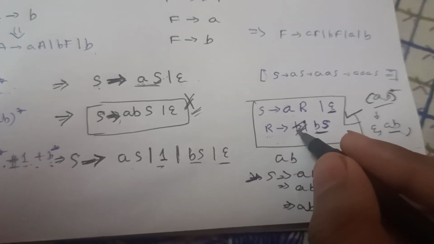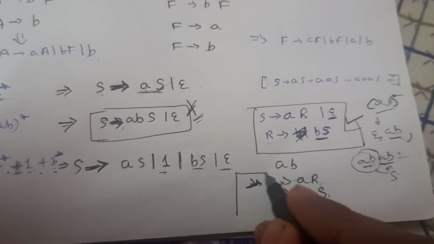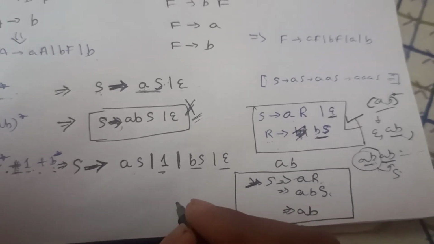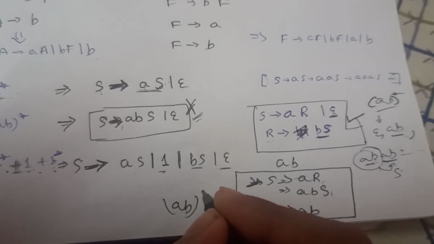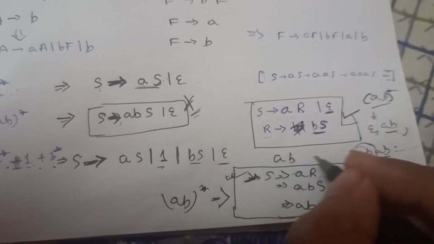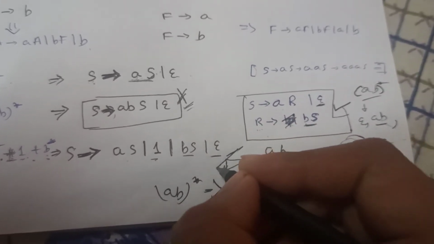Okay, so as we are having null here, we do not need to add this production rule R to B. So this will be our exact appropriate answer for the regular grammar AB whole star. Okay, so this is our particular answer, and this is the example and this is our answer.